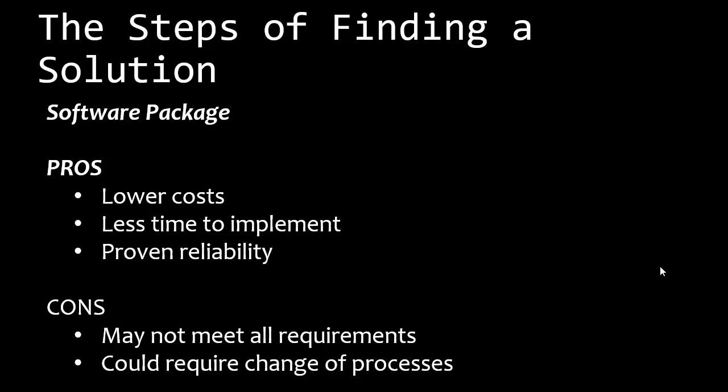Software packages. Usually software packages have a lower cost to them. Usually, their development of a software package could be, say, $1 million. And what they'll do is they'll sell it to a company for $200,000. Why? After they sell 5 packages, they meet their expenses. And anything after that will be pure profit to that software company. So they can sell it cheaper.